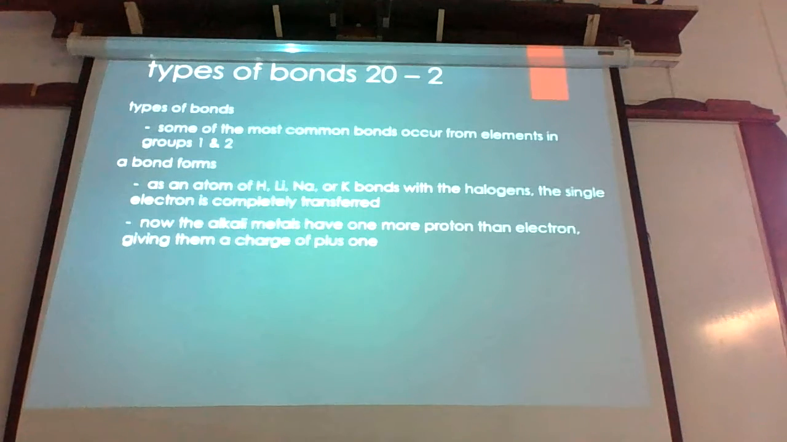Okay. So types of bonds, okay? One of these, the most common and easiest bond to deal with, is called ionic bonds. That occurs when these electrons are given away. They're completely transferred. Okay?